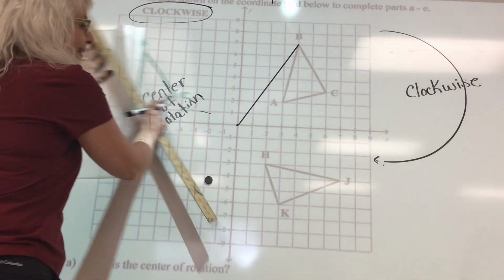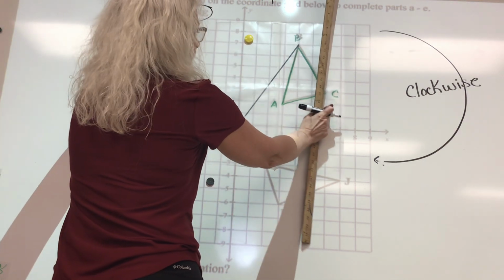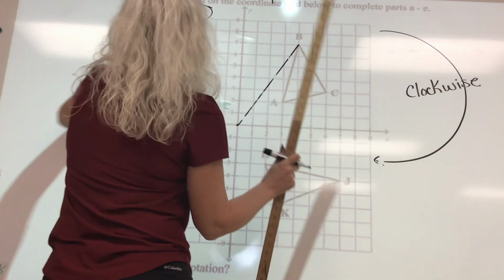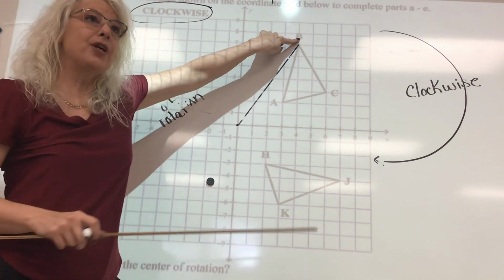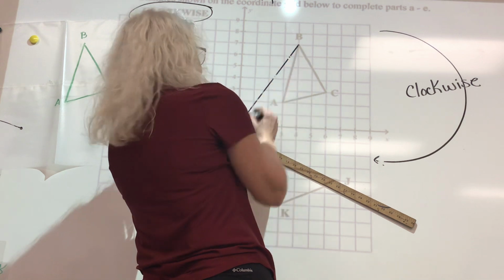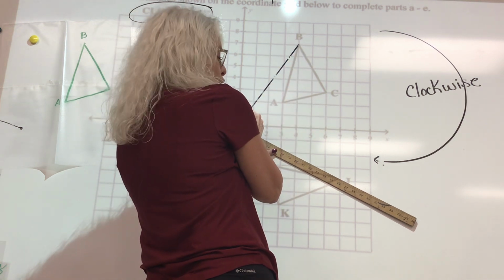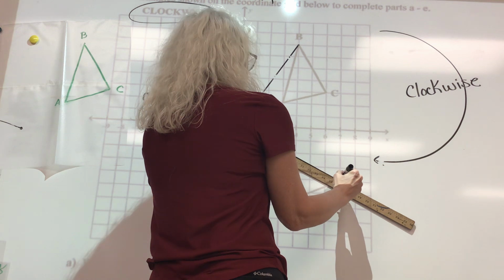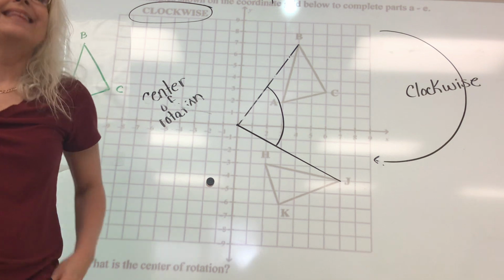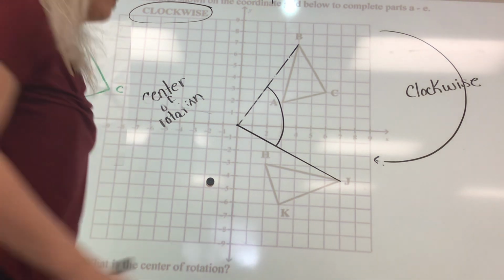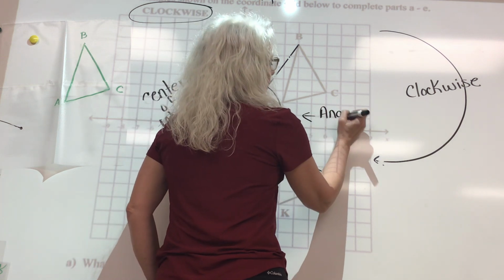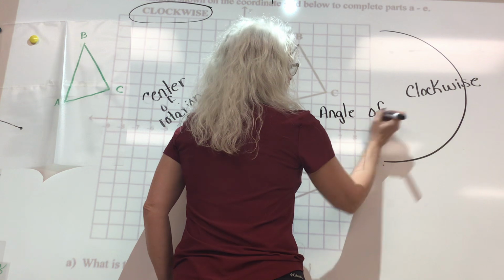When I rotated this, what is the image of B called? J. So when I rotate it, the image of B is J. So now I'm going to draw another line from the center of rotation to the image of B. Do you see this angle that was created? That is called the angle of rotation. Draw your two lines and label this as angle of rotation.